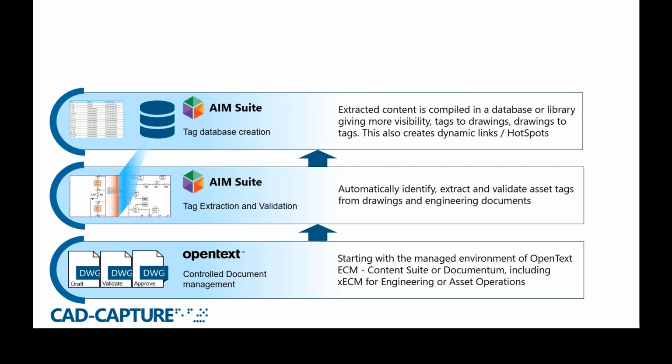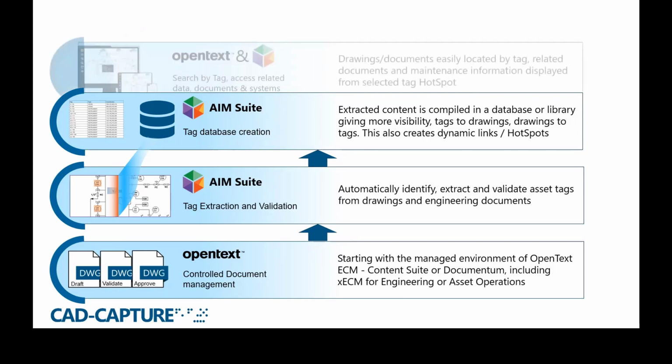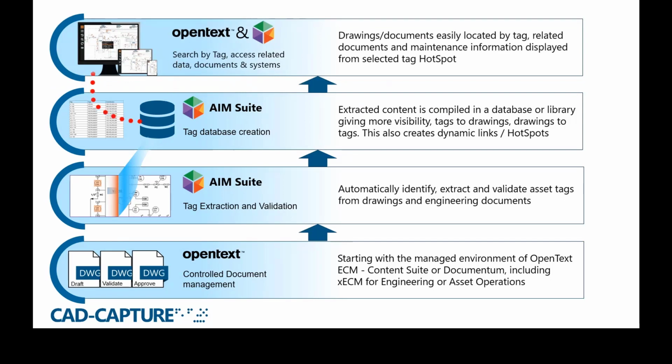The ability to extract the tag information isn't tied to any particular system, so any collection of native AutoCAD drawings and searchable PDF drawings and documents can be scraped, and the information from them can be compiled into a tag library or database. So it's system agnostic at this stage, but the full extent of the asset-centric navigation solution and the AIM suite becomes available when this tag extraction capability is used within the OpenText environment of the ECM.